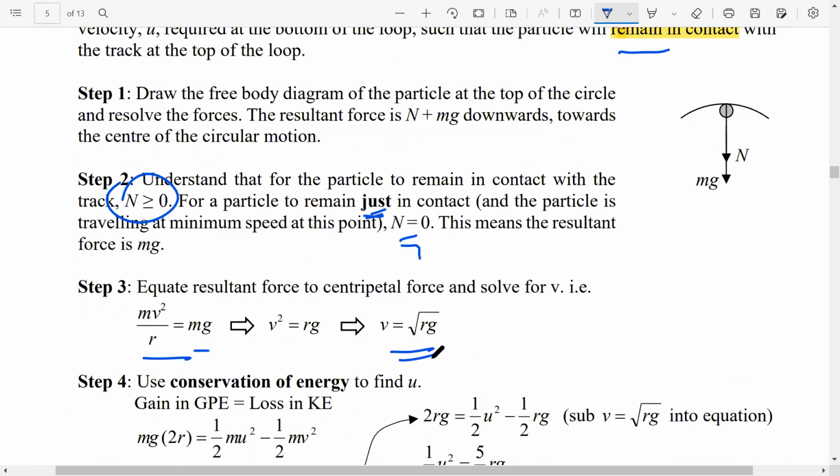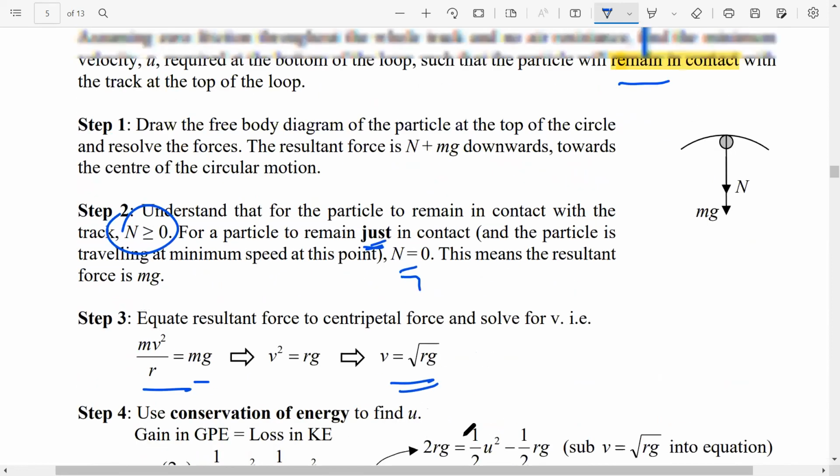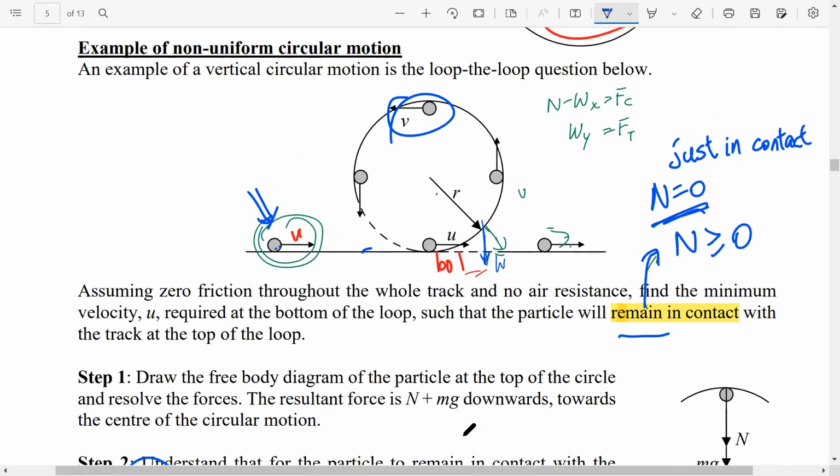So that is the speed required at the top of the motion so that it will still be in contact. Any slower, it will lose contact. Any faster, it will still be in contact anyway. So that's the minimum speed.